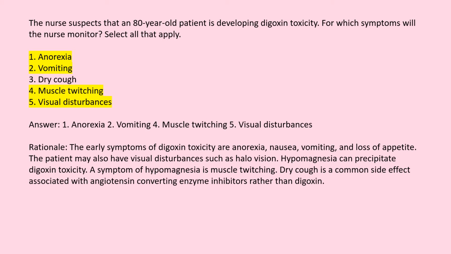Answer. 1. Anorexia. 2. Vomiting. 4. Muscle twitching. 5. Visual disturbances. Rationale. The early symptoms of digoxin toxicity are anorexia, nausea, vomiting, and loss of appetite. The patient may also have visual disturbances such as halo vision. Hypomagnesemia can precipitate digoxin toxicity. A symptom of hypomagnesemia is muscle twitching. Dry cough is a common side effect associated with angiotensin-converting enzyme inhibitors rather than digoxin.